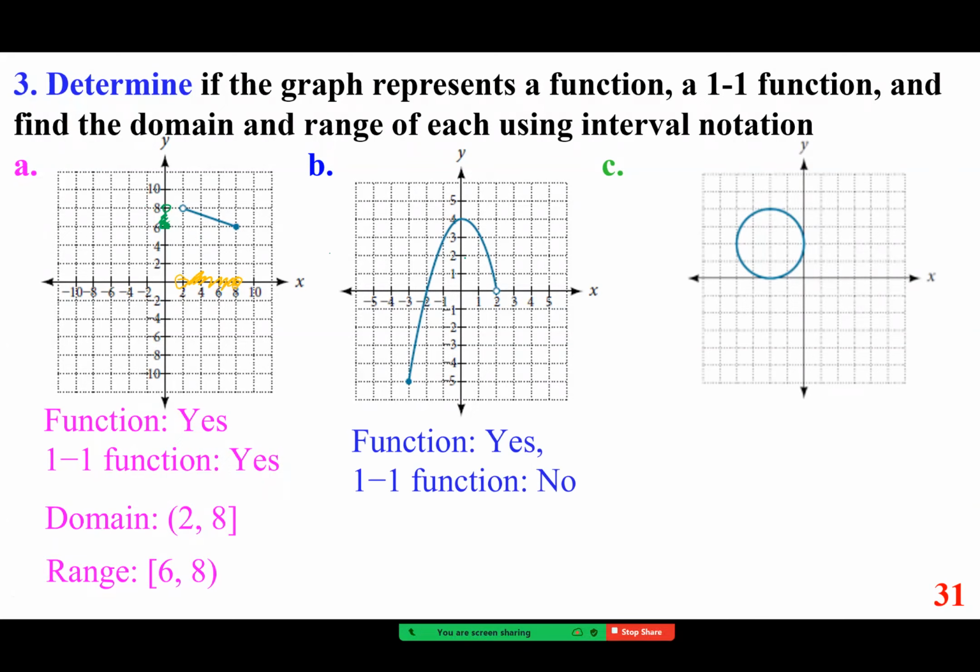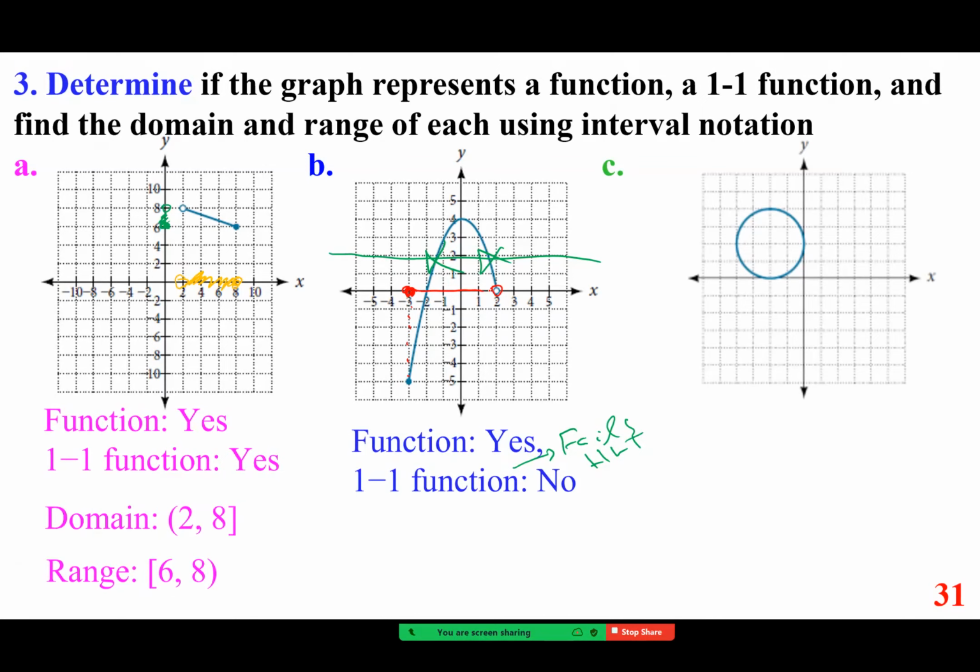For example, if I draw this one, these two have the same y coordinates. So it fails the horizontal line test. What is the domain? The domain starts, let me use a different color. The domain, if you go up here and start from here, and it goes all the way to here with a hole, that would be the domain from -3 to 2, and 2 is not included.